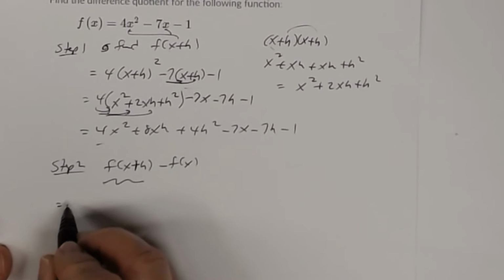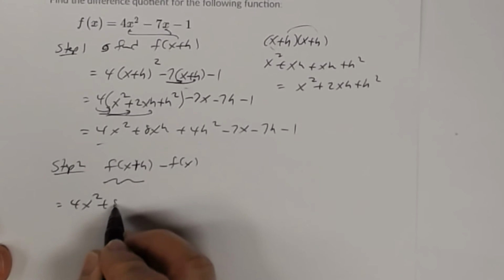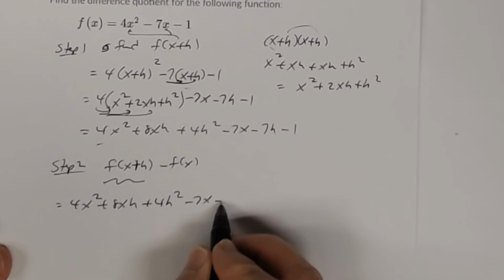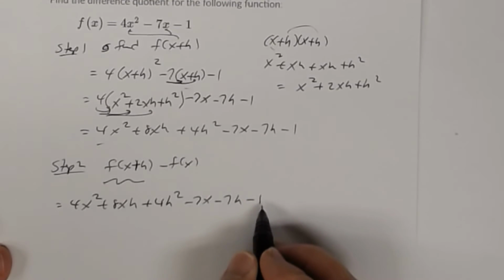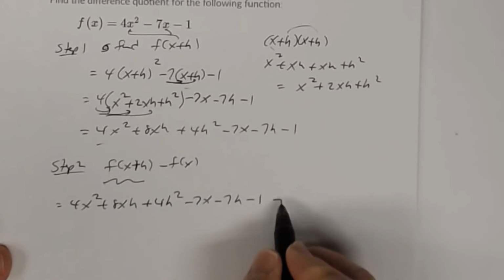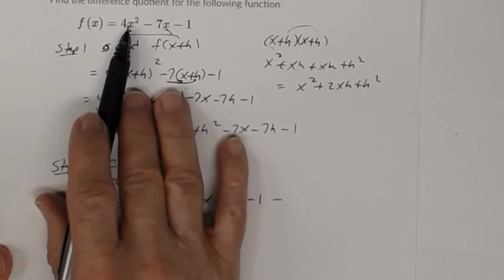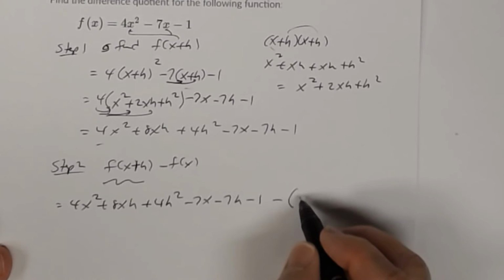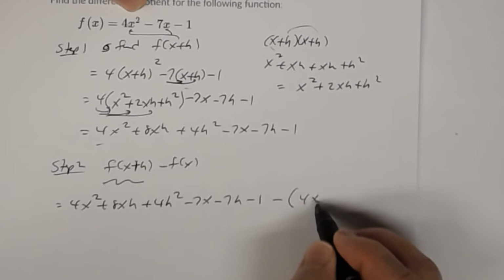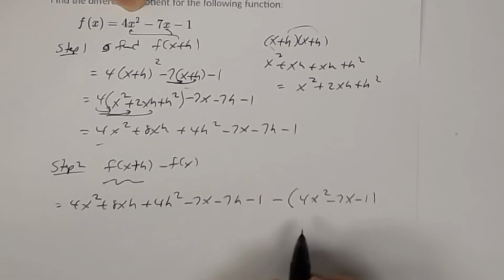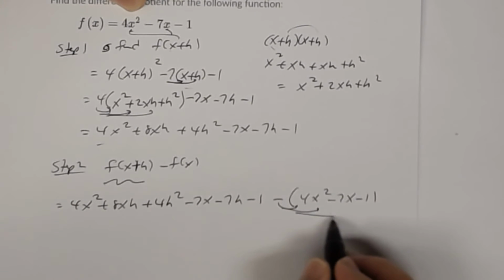So that's going to equal 4x squared plus 8xh plus 4h squared minus 7x minus 7h minus 1. Now be careful. You're subtracting now f of x. And f of x is more than one term. So you've got to put that in parentheses. So f of x is 4x squared minus 7x minus 1. So that goes here.